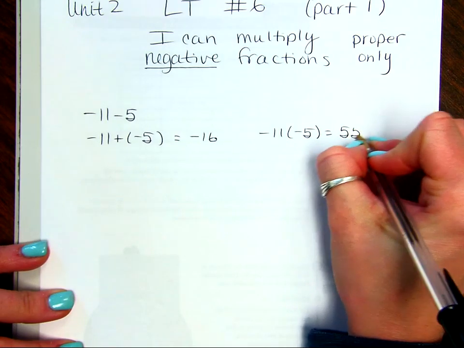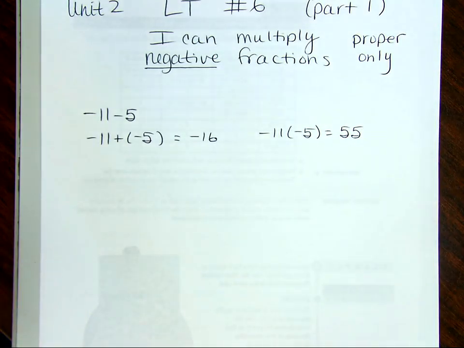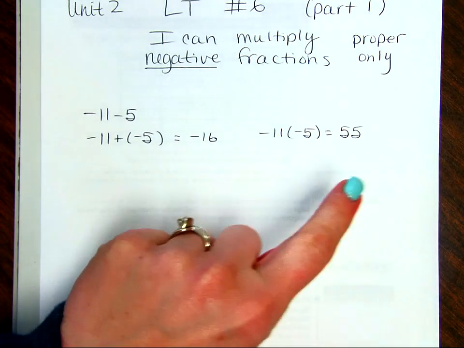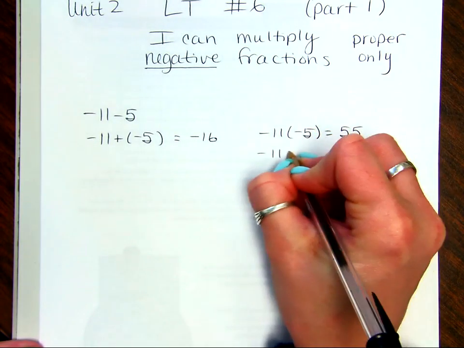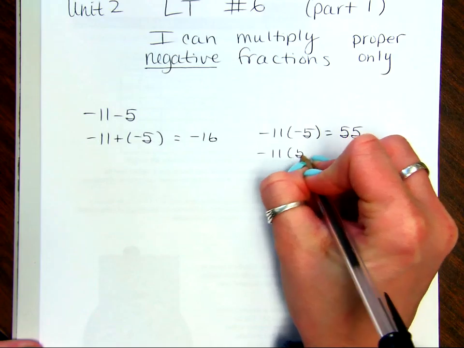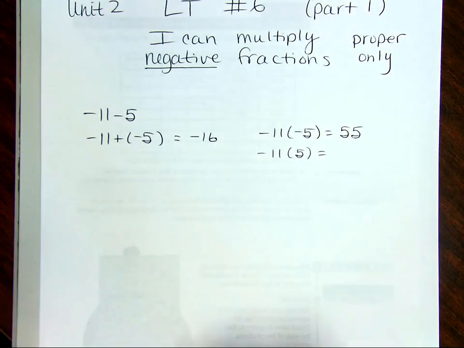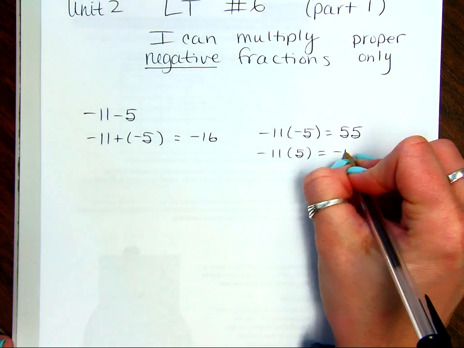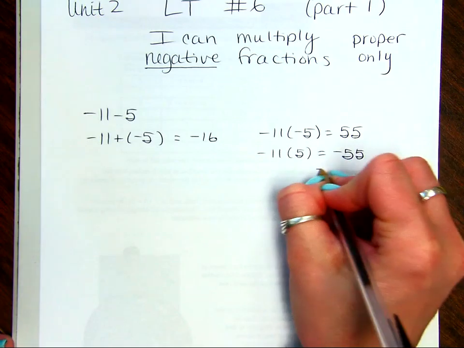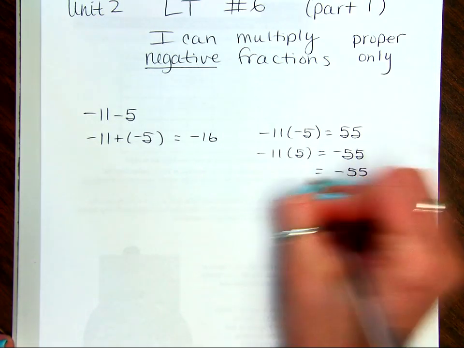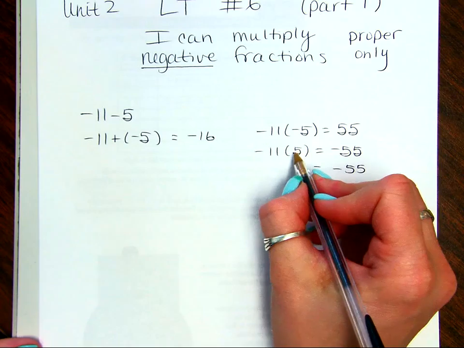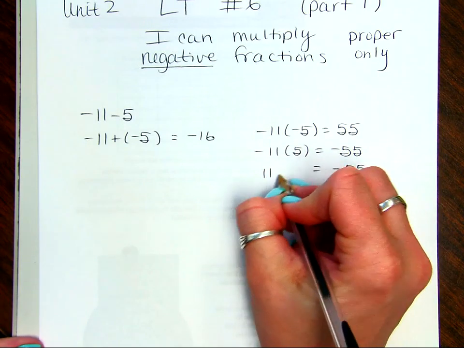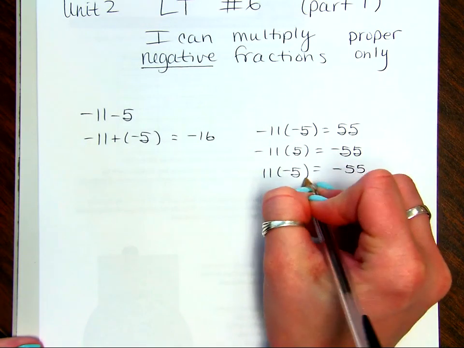Positive 55. Okay. So the most important thing today to know is that when the signs are the same, it's positive, right? What if that 11 was positive, but that 5 was negative? It would be negative 55. And what's one more way to get an answer of negative 55? Instead of what, Wesley? Positive 11 and negative 5. Yes, the 11 could be positive and the 5 could be negative.